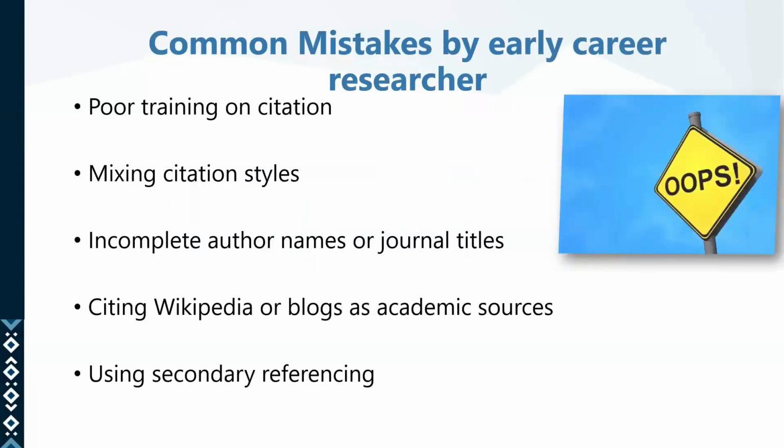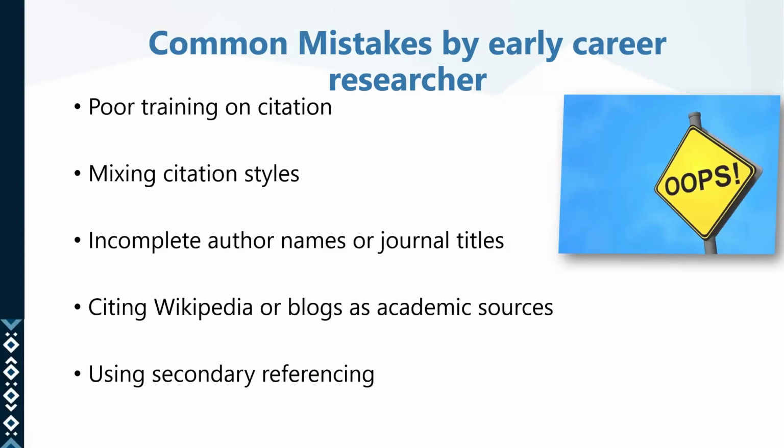So, common mistakes done by early career researchers. You have poor training on citation. Most of the time, we engage in writing without appropriate knowledge on how to cite. There's also mixing of citation styles. That's why one of the key elements up there was we should be consistent. We should use a consistent style. We cannot start writing using a Vancouver style, and somewhere in your work we see some references cited using maybe the APA style. It does not make sense.